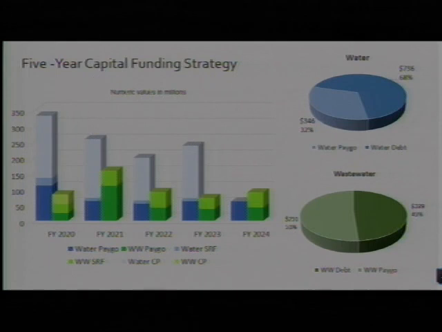When we take a look at our funding strategy, on the left side of your screen, you can see the breakout of our funding sources. We have PAYGO, SRF funds, and our commercial paper program. And the water is shown in the blue bars, and wastewater is shown in the green bars for the 5-year period. And then on the right hand of the screen, we have our debt to PAYGO ratio that we're tracking. In the 5-year period for water, we're about 68% debt to 32% PAYGO, and wastewater is roughly a 50-50 split. So combined for both water and wastewater, we're looking at a 68 to 32% split of debt to PAYGO funding.